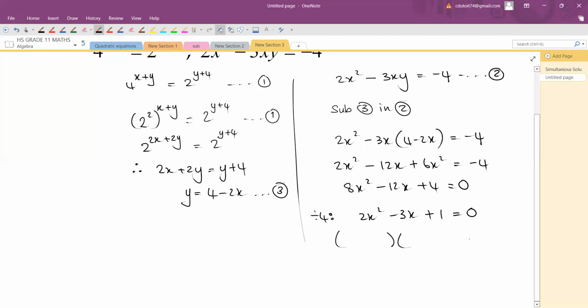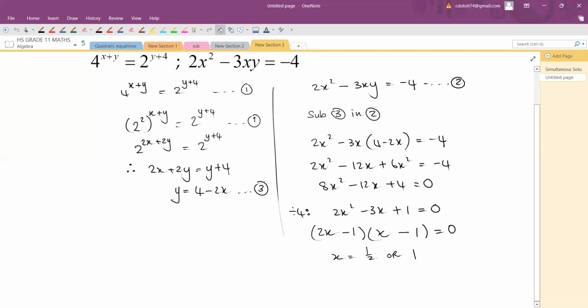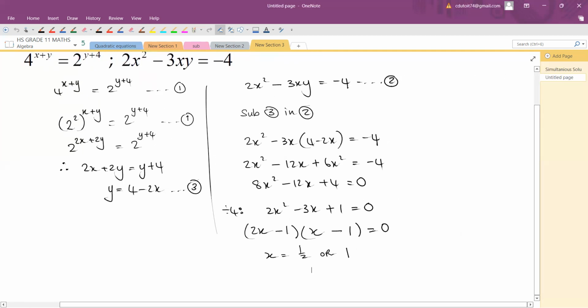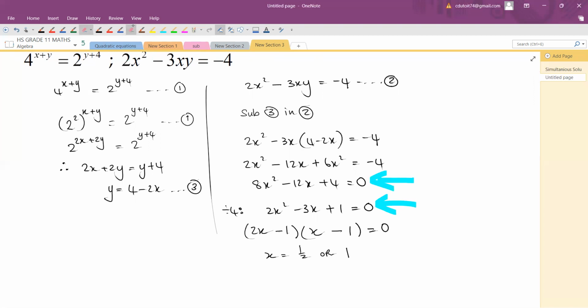And then I am going to actually factorize that. x is a half or 1. Happy? And now actually the sum, how come you divided it by 4? Because 8 divided by 4, everything can divide with 4. Oh, okay. It just makes the factorization easier. You could have factorized it without dividing by 4, but look, it's easier to factorize that equation than the top one.